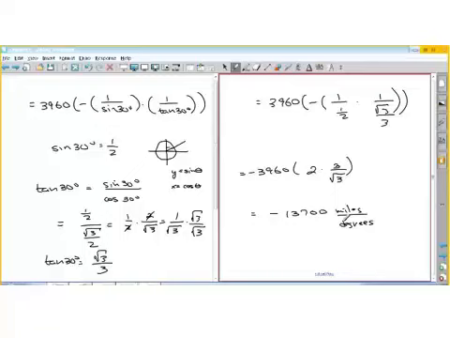Let's check the answer book. I wish I had one of those. 92. So they've got negative 7,920. So 7,920 times the square root of 3. Oh, they're saying miles per radian. So let me multiply that by the square root of 3. So we get 13,700. Okay, so that's correct.